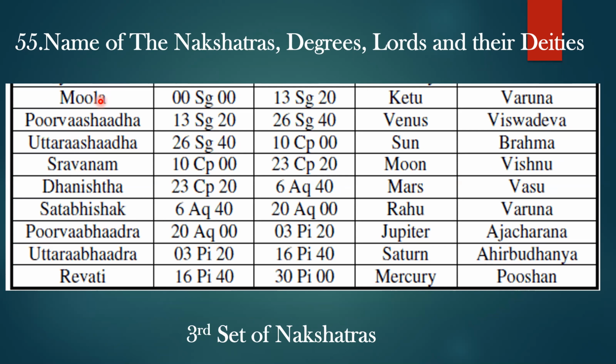Then the third set starts from Mula, from Sagittarius. Again, the same formula, the same system: each and every nakshatra has 4 portions, what we call the Pada, or in Tamil, the legs, Nalu Kalgal. And each and every rasi has only 9 portions, because each portion has 3 degrees 20 minutes, so we have 30 degrees. That's very simple.